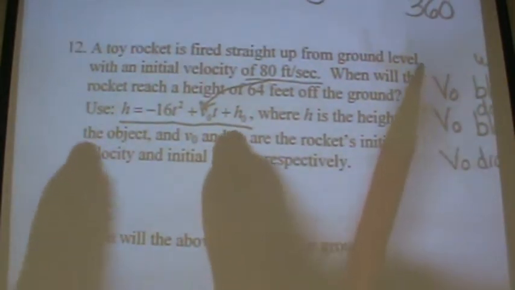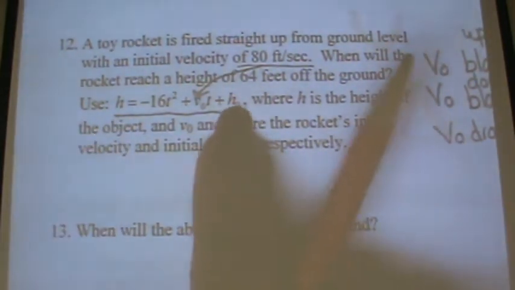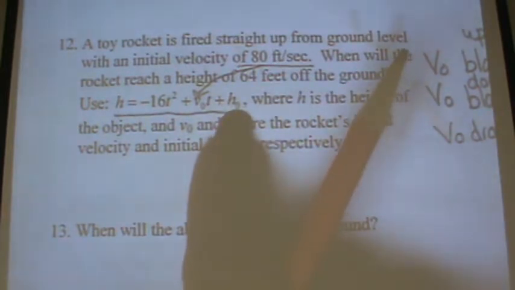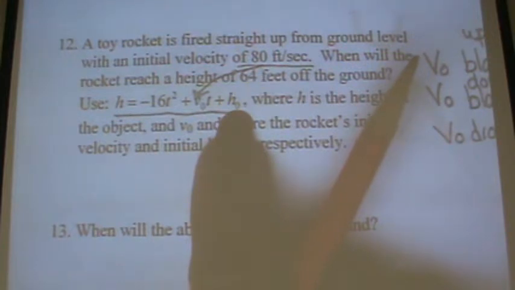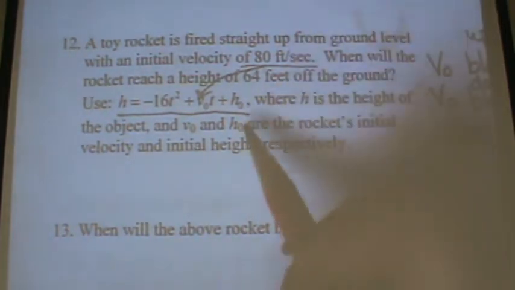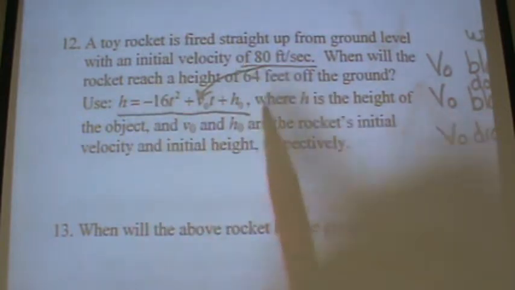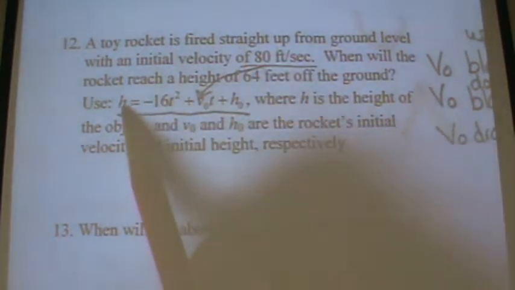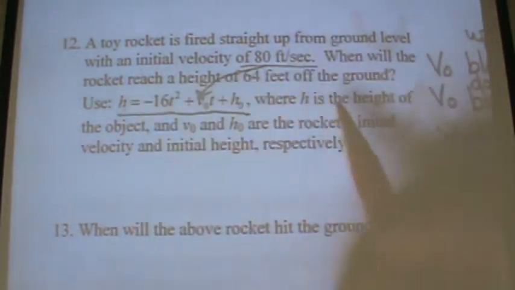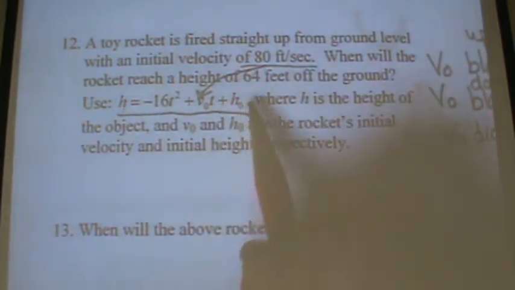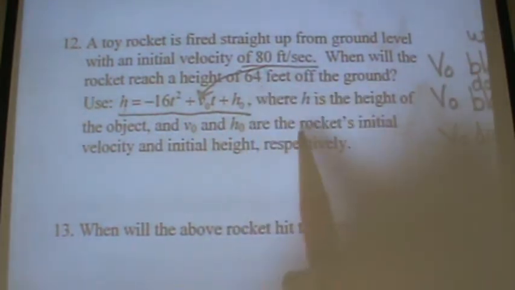Now, what are these 2 H's? This H sub 0 is where the object is located from the ground. Where is it when you're blasting it? Is it on the ground? If it's on the ground, H sub 0, it's on the ground level, you would put a 0 here. This H right here is the height that you're going to find when it reaches that certain time. It says, when will the rocket reach 64 feet off the ground?